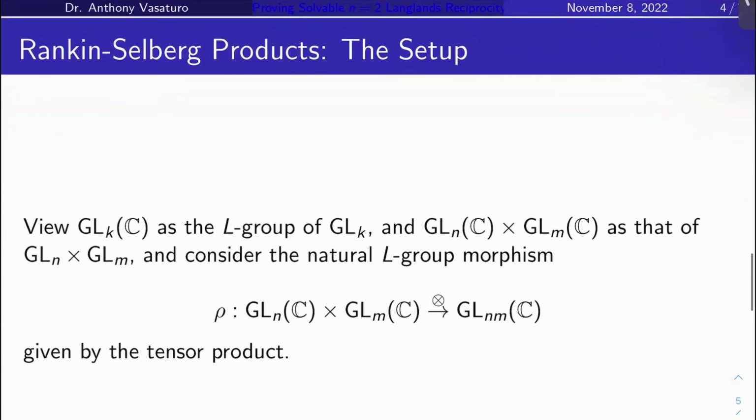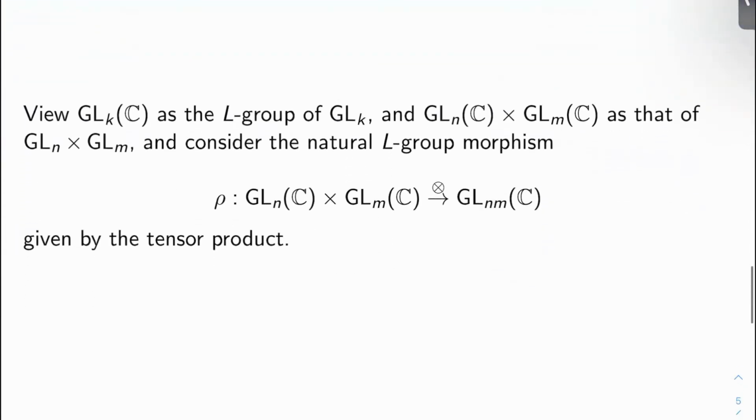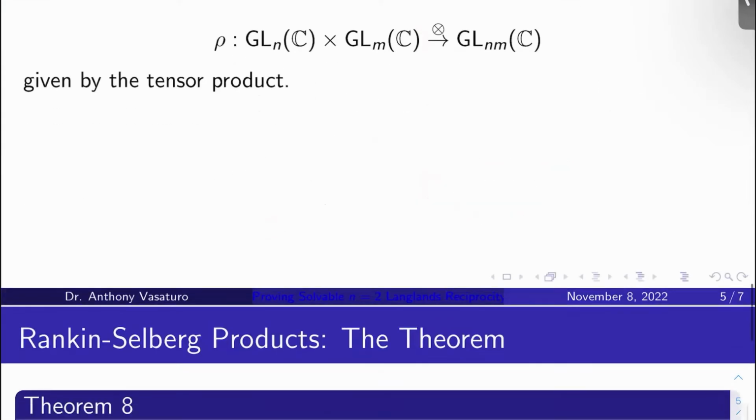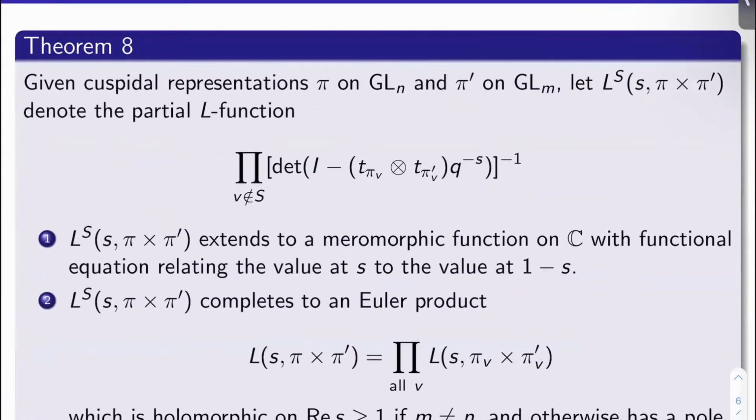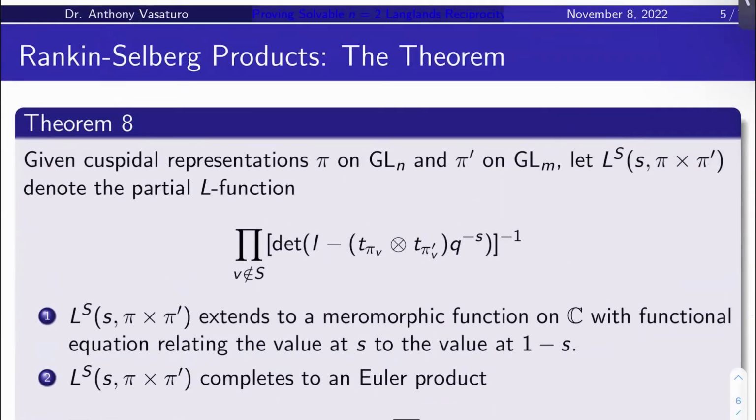Okay, we're going to need one other theorem, the Rankin-Selberg products theorem. Here's the setup. I can certainly view, for whatever k, GLk of C as the L group of GLk. And I can view GLn of C cross GLm of C as the L group of GLn cross GLm, of course. Now, there's a natural L group morphism rho from GLn of C cross GLm of C to GLnm of C, and it's given by the tensor product. Okay, so I have a natural morphism of L groups given by the tensor product. So theorem 8, Rankin-Selberg products.